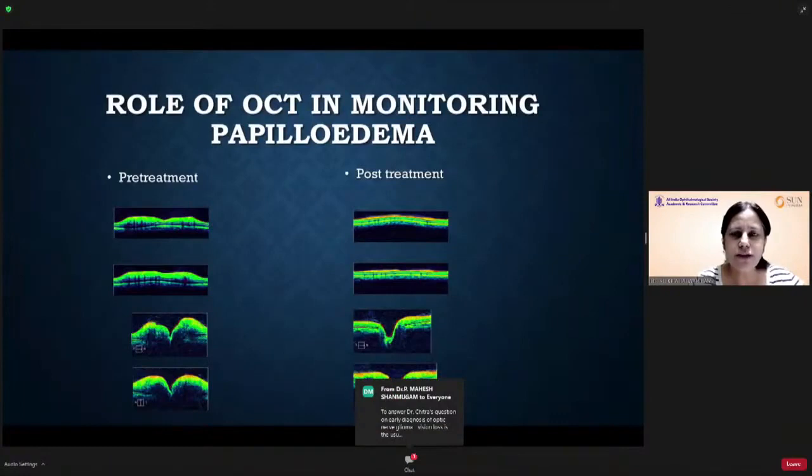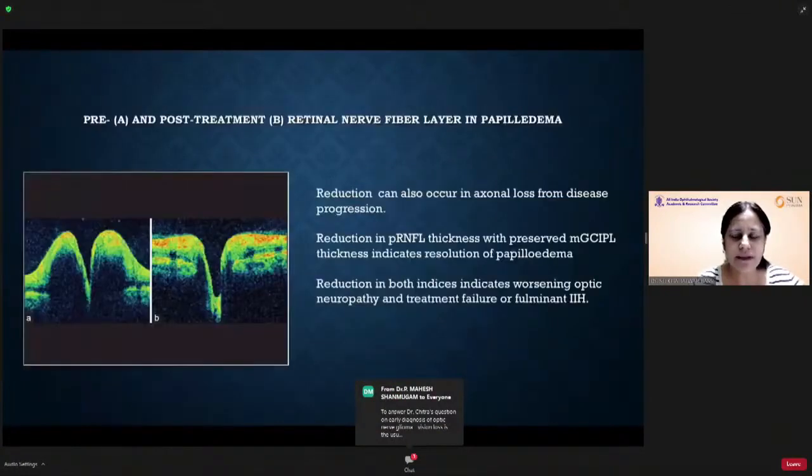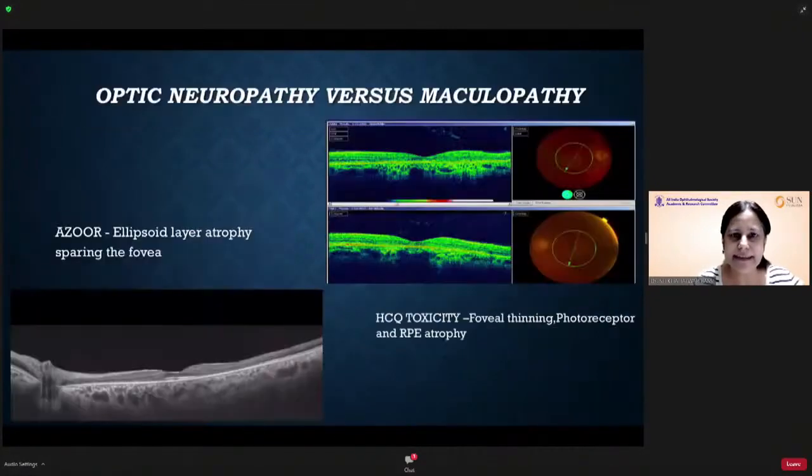OCT can also be used to monitor papilledema. This is the RNFL thickness pre and post treatment. But a word of caution, you also have to look at the ganglion cell thickness, because if both are reducing, that means your treatment is not working. Ganglion cell health has to be normal if the RNFL thickness is decreasing.